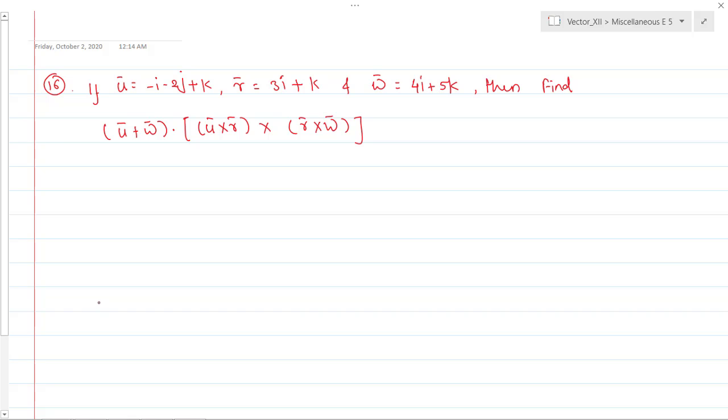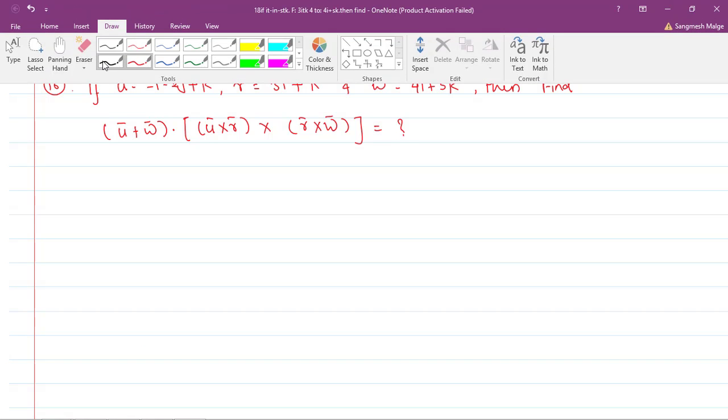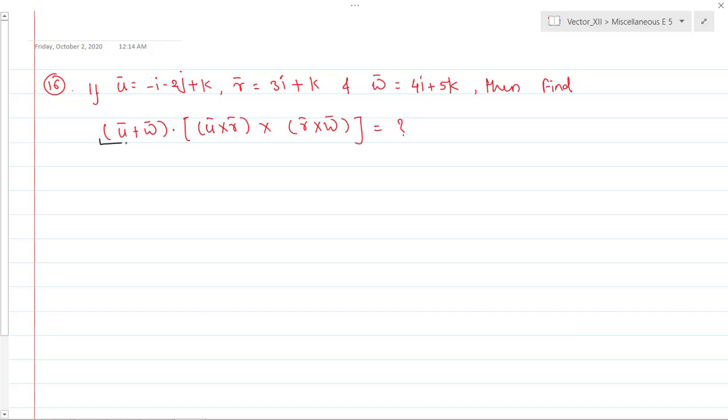Okay, so we want to find the value of this statement. How to proceed? Let's assume this is a bar, this is b bar and this is c bar. If you rewrite this, you will have a bar dot b bar cross c bar, which is nothing but the box product of a bar, b bar, c bar. So they are just asking the box product of these three vectors. Let's find out what these vectors are.